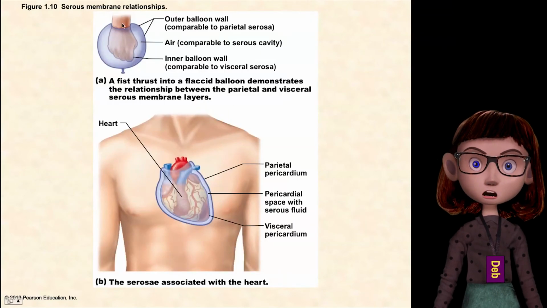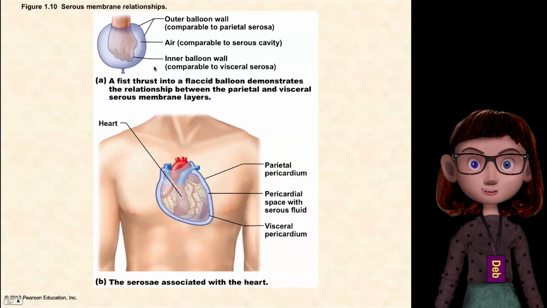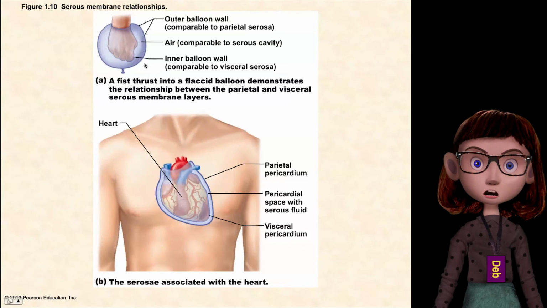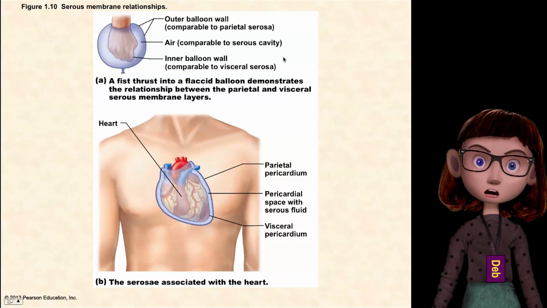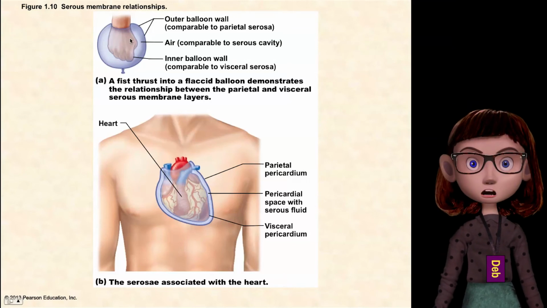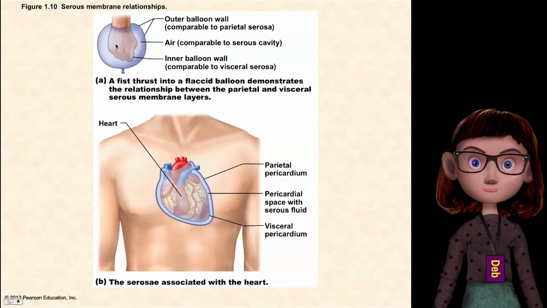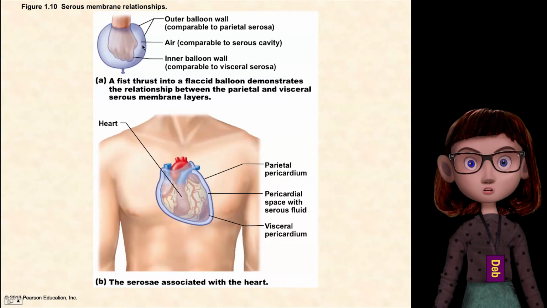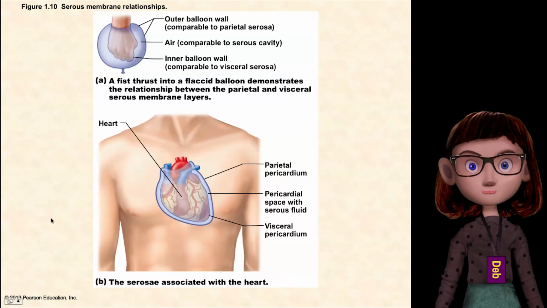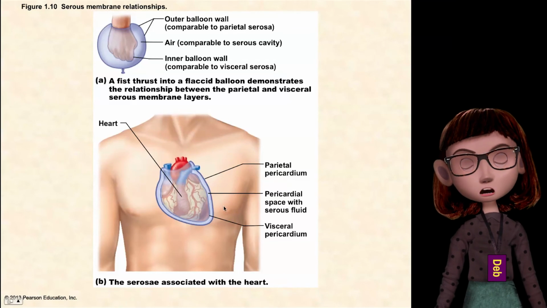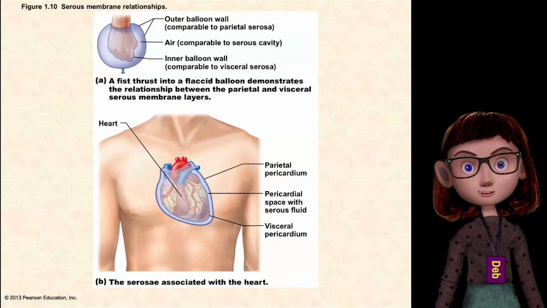Now this is a nice little visual analogy where it's a flaccid balloon that's demonstrating the relationship between the parietal and visceral serous membranes. So if you took your fist and put it down into a balloon that is not blown up all the way, you would have one layer that's adhering to your hand. So that layer would be the visceral layer. The outer layer, of course, is the parietal layer. And they're showing that in relation to the pericardial membrane, pericardium, parietal pericardium, and the visceral pericardium sticking very tightly to the heart itself.